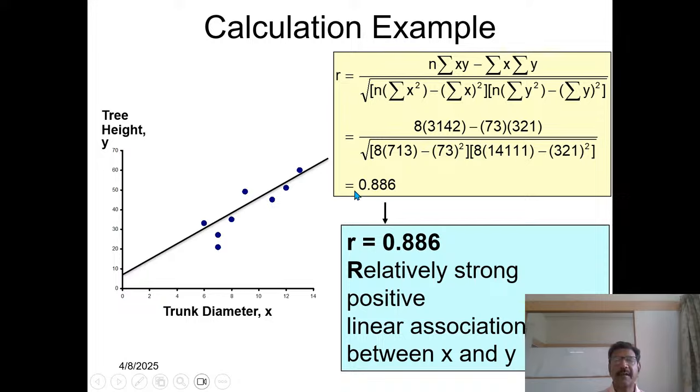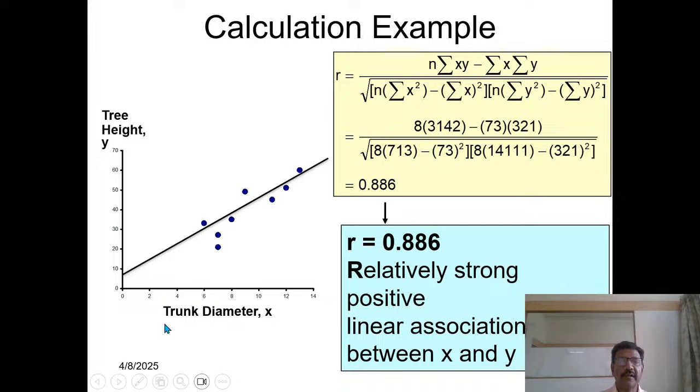The value is coming equal to 0.886. It means a relatively strong positive linear association between x and y. This is the prediction. The R value is 0.886, which is near to 1. Therefore, there is a relatively strong positive linear association between x and y. Such data, whatever samples are taken, are suitable for further model building.